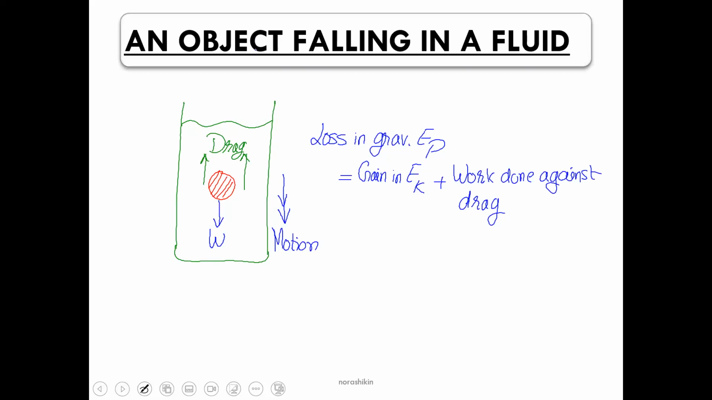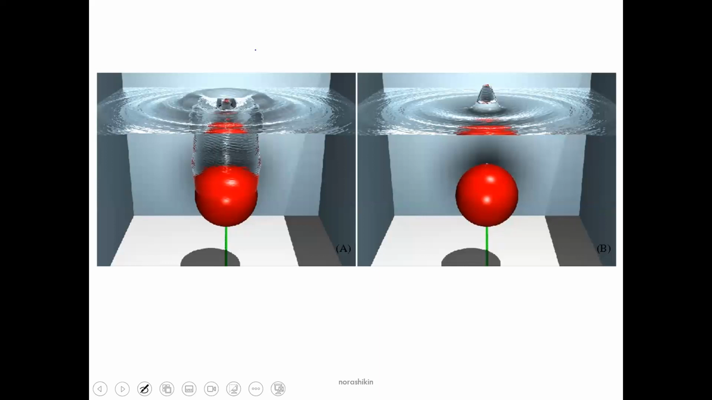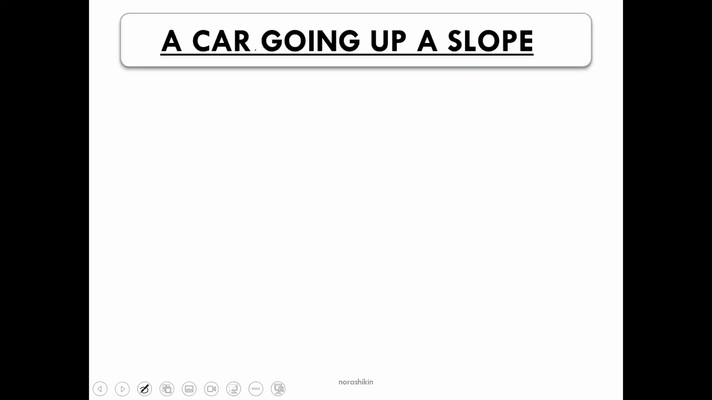An object falling in a fluid. When an object is falling in a fluid, there is a loss in gravitational potential, which we have discussed. There is a gain in kinetic energy and work done against drag. Whenever something is falling in a fluid, like a ball falling through water, it goes through this. Now, give a heading: a car going up a slope.